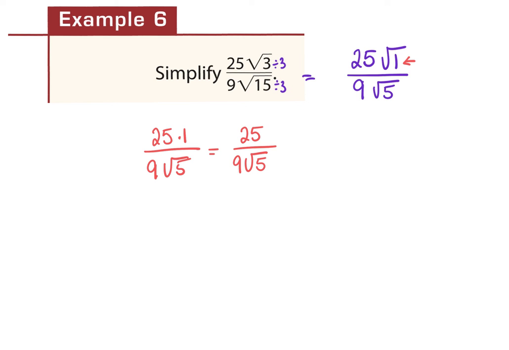But I still have a root in my denominator. So I need to do the rationalizing. I need to multiply the top and the bottom by the square root of 5. All right. On the top, I have 25 square root of 5. And on the bottom, I have 9 times 5. Do you think I can reduce anything right now?